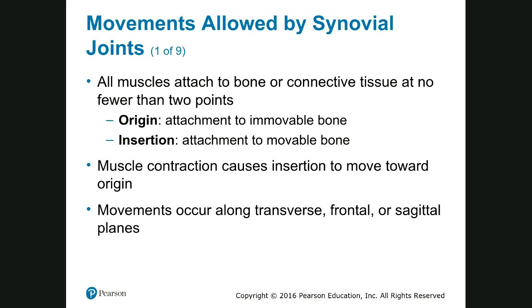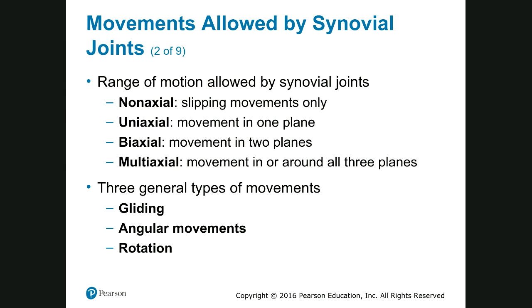And we just need to look into how these joints are named in order to figure out what we're looking at. So the range of motion allowed by synovial joints: we have non-axial, which means slipping movement only, uniaxial, movement in one plane, biaxial, movement in two planes, and then multi-axial, which is where we have movement in and around all three planes.